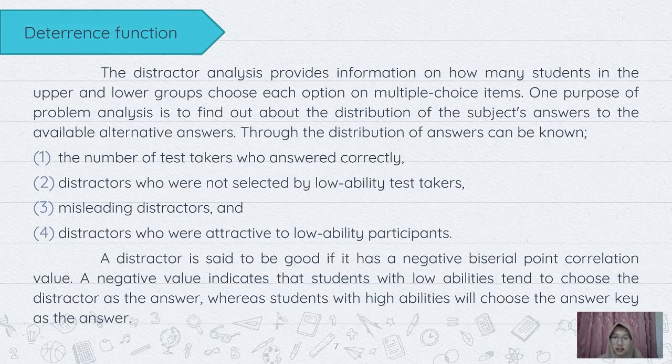A distractor is said to be good if it has a negative point biserial correlation value. A negative value indicates that students with low abilities tend to choose the distractor as the answer, whereas students with high abilities will choose the key as the answer.